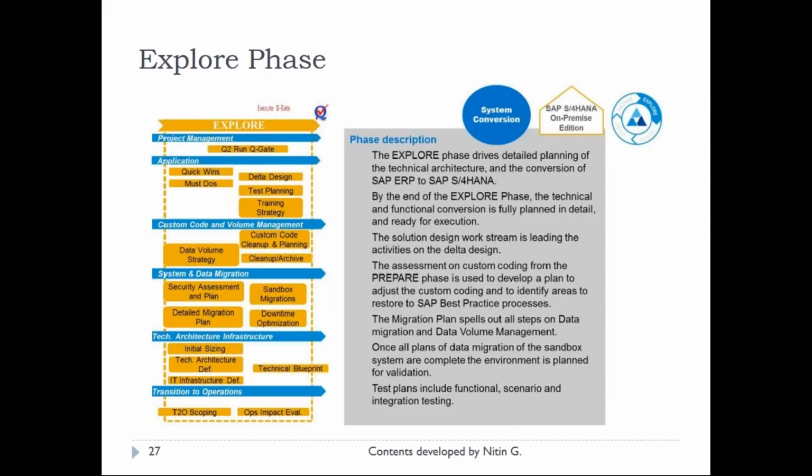And the explore phase is more about preparing your blueprint: what will be your new chart of accounts, what will be your new structure, how you are going to map your secondary cost element with primary cost element, what will be the ledger settings, how your universal journal will be used. So all those things you do in the explore phase, basically the documentation phase.